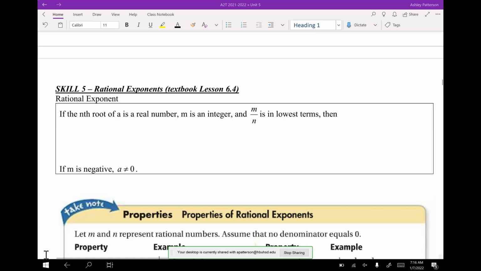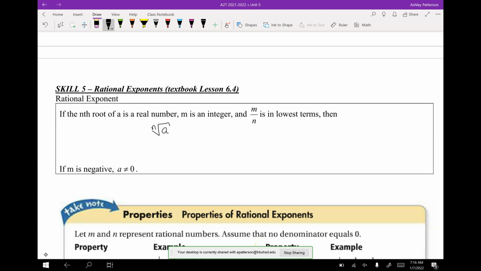By definition, if the nth root of a is a real number, and that's super important, m, which is the numerator, is an integer, and m over n is in lowest terms. It's a lot to think about. Write this down with me, please. The nth root of a is a real number. We know that m is an integer and m over n is in lowest terms.